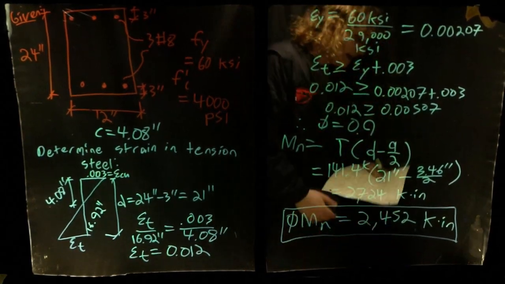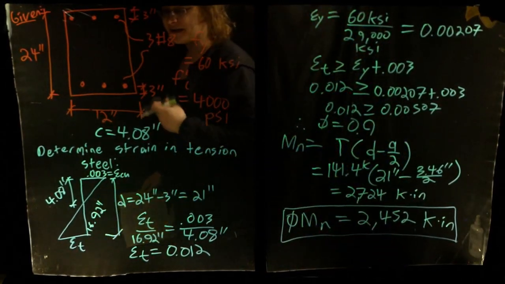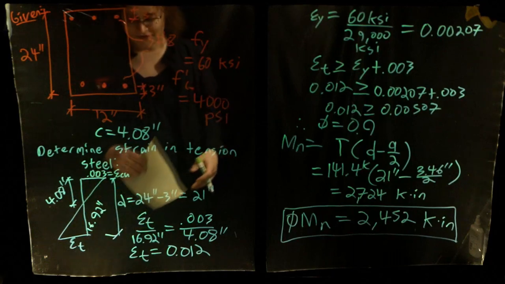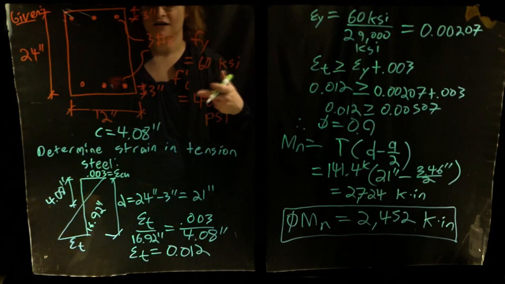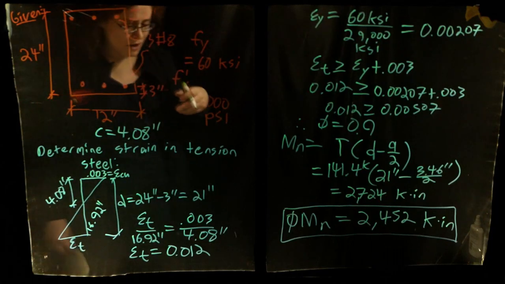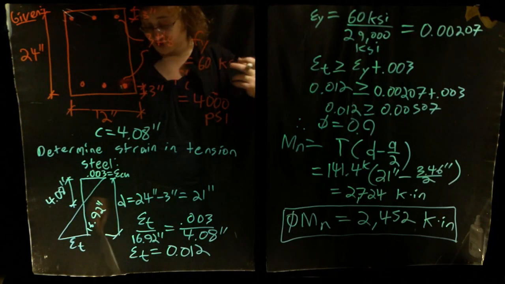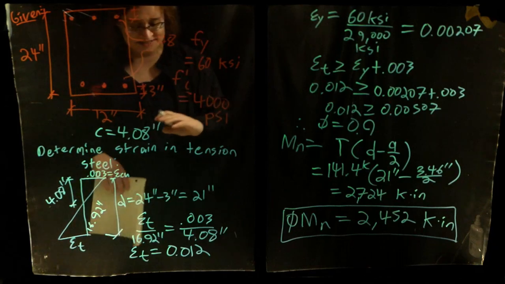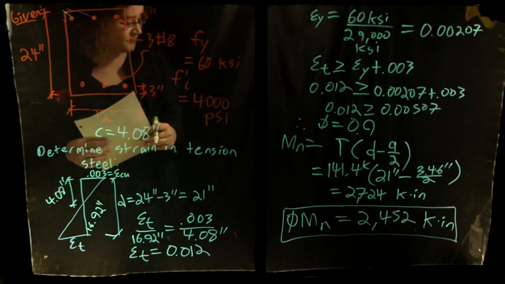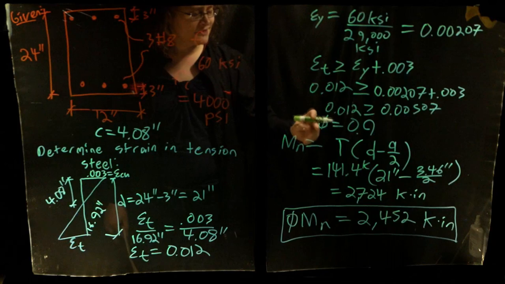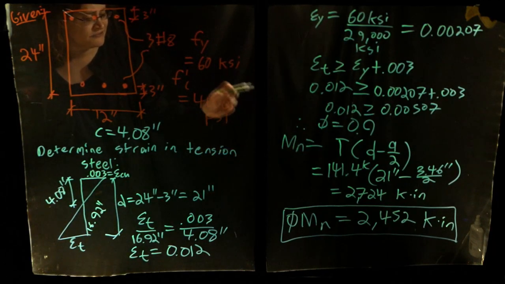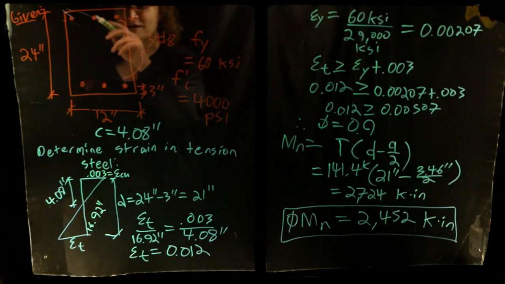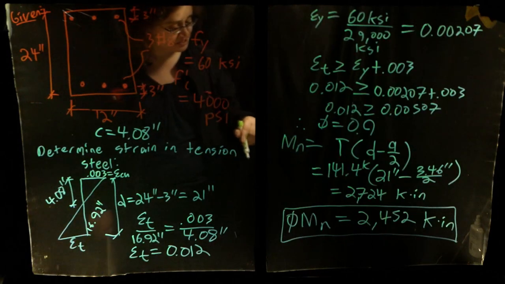2,452 kip-inches. Again, I know that I went through that fairly quickly, but this is all standard stuff, the standard methods that we've looked at before when calculating the nominal moment capacity of singly reinforced concrete beams with only tension reinforcement. So hopefully that's fairly straightforward. I knew I went through that fairly quickly, but the main reason I wanted to calculate that was for later comparison between the capacity of this beam, both with the compression reinforcement and without the compression reinforcement.